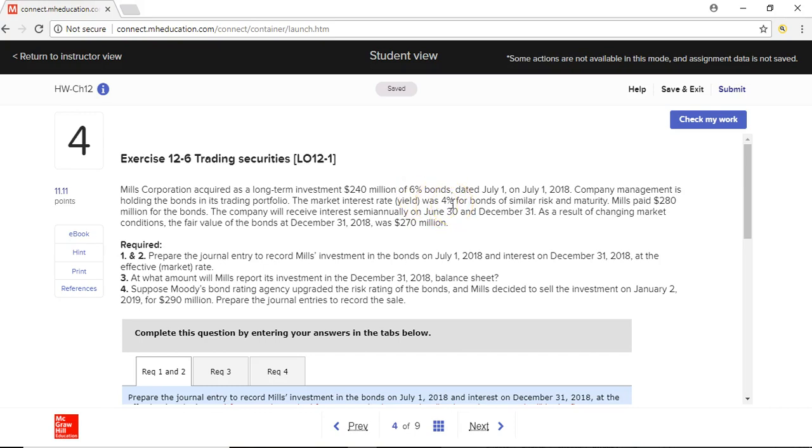As a result of changing market conditions, the fair value of the bonds at December 31st, 2018 was $270 million. Unlike the previous problems where companies will hold the bonds until they mature, in this situation, as trading securities, we will report these bonds at fair value.